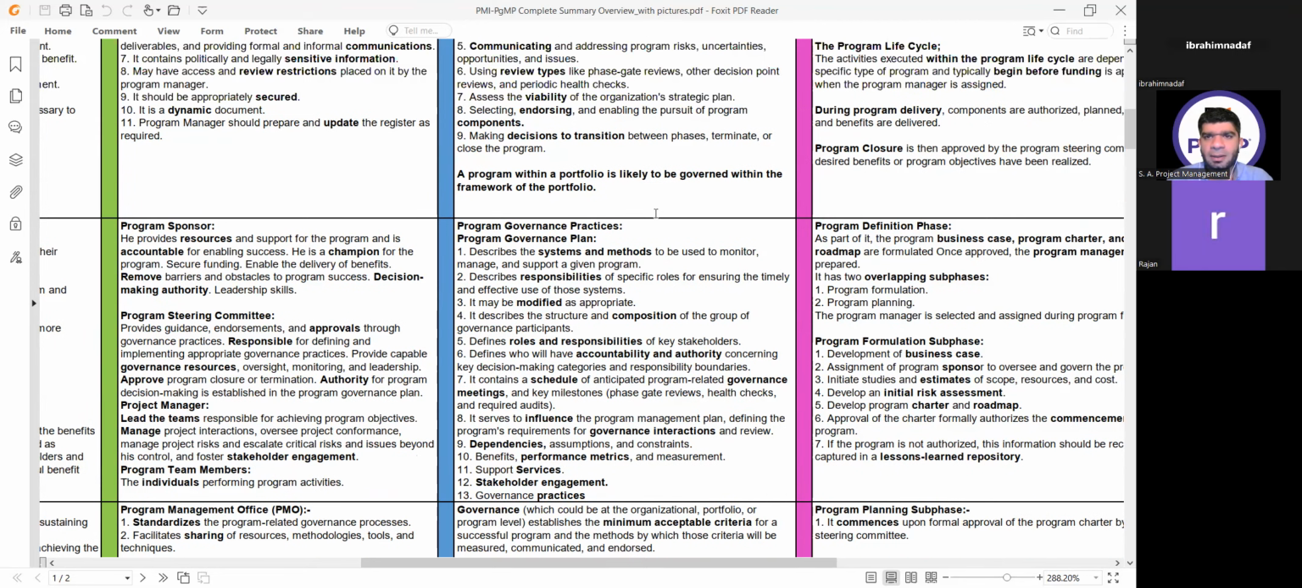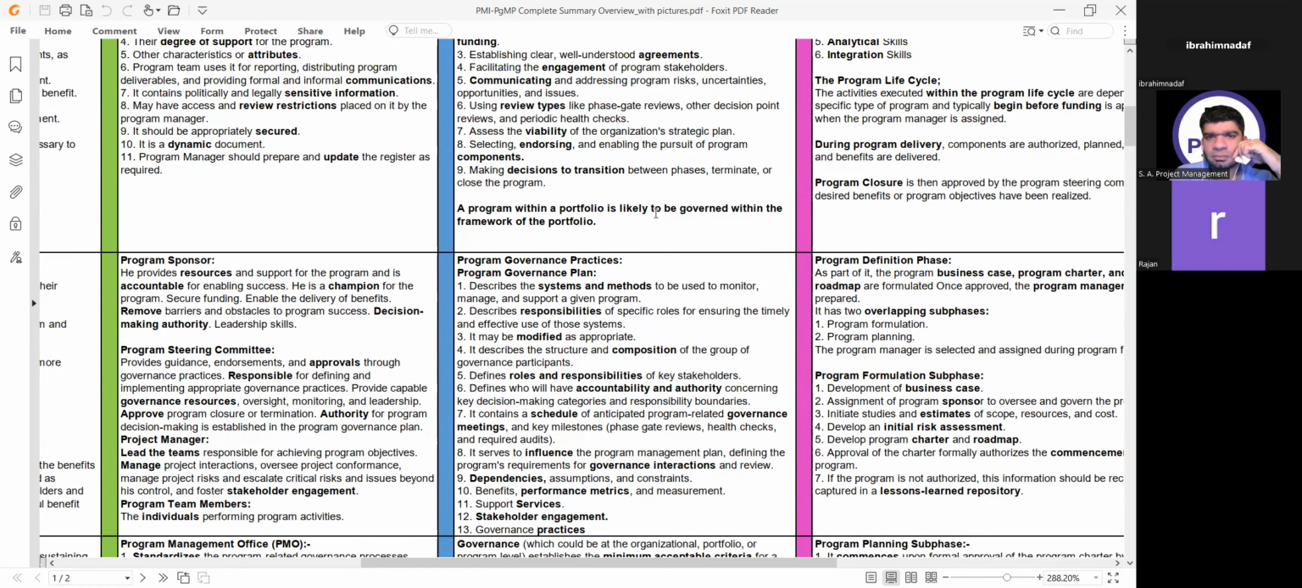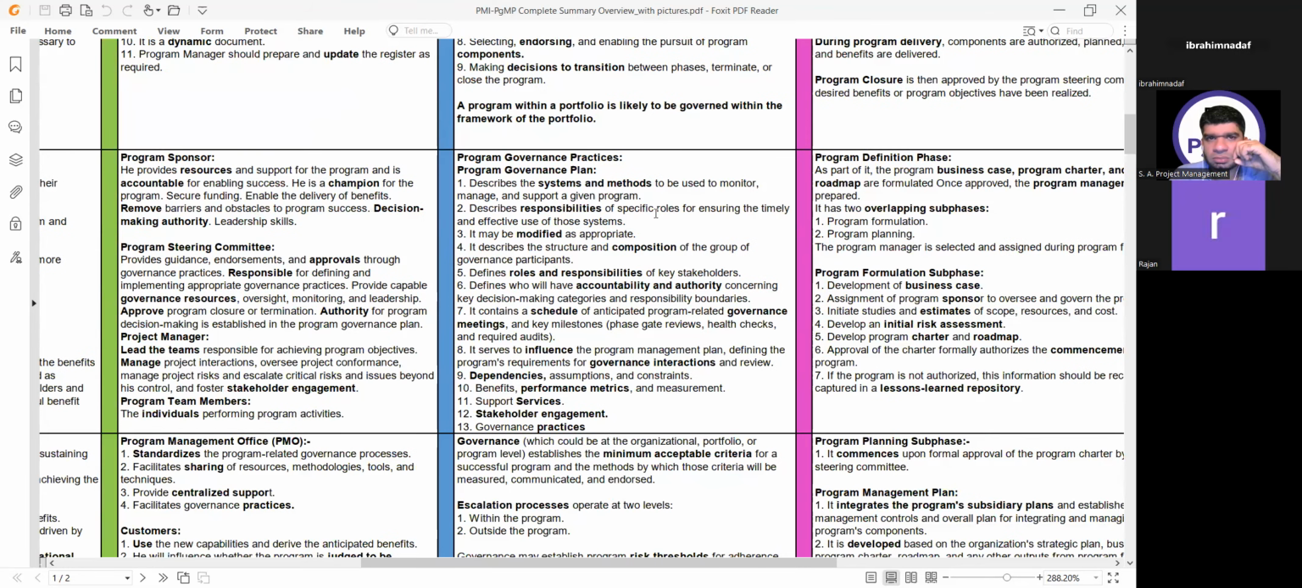Yes, Ibrahim? So in the governance, how can a program manager recommend to have a governance or a steering committee? Some of the questions I saw say that a program manager can recommend a steering committee, with multiple organizations involved. How many governance committees have to be there, one committee or two or three? If you could throw some light, that would be helpful.